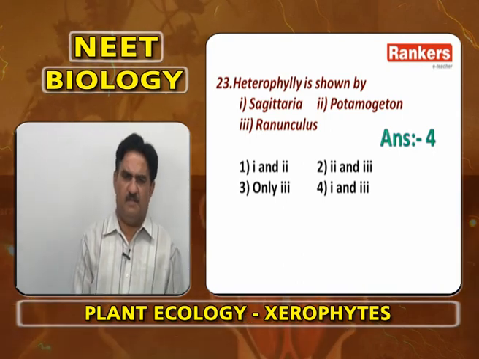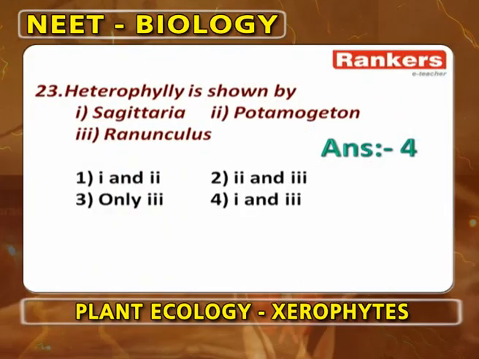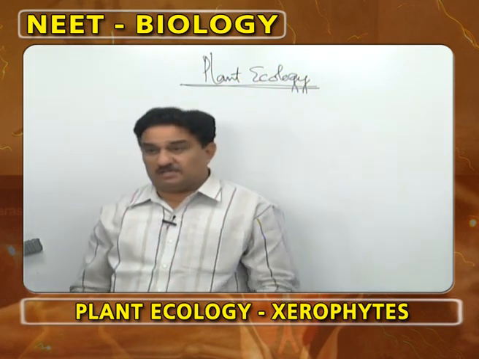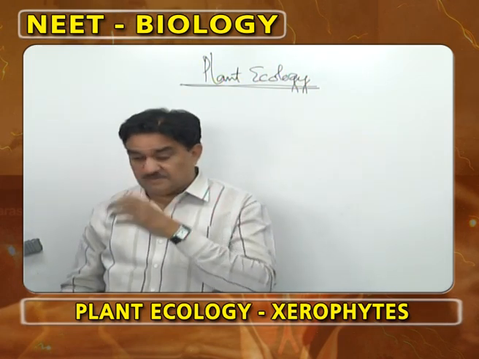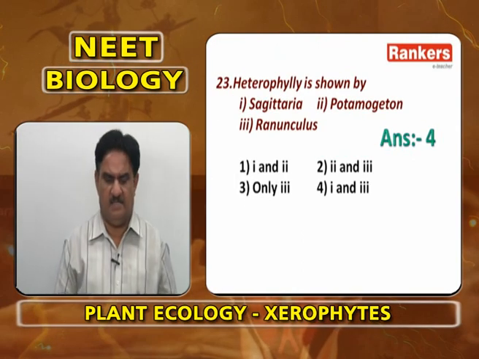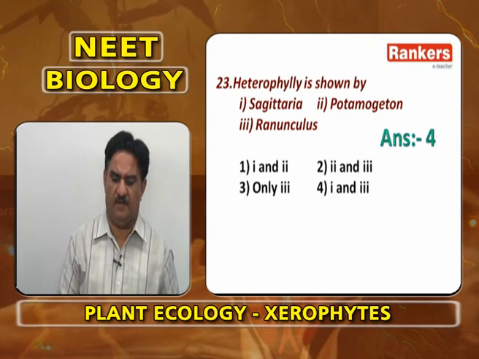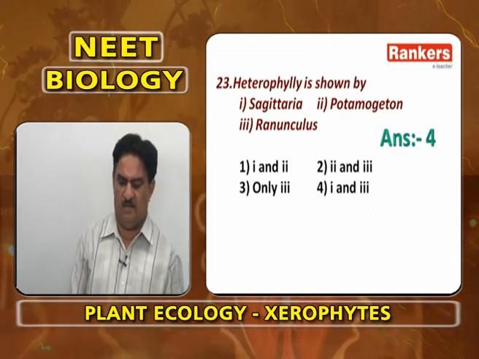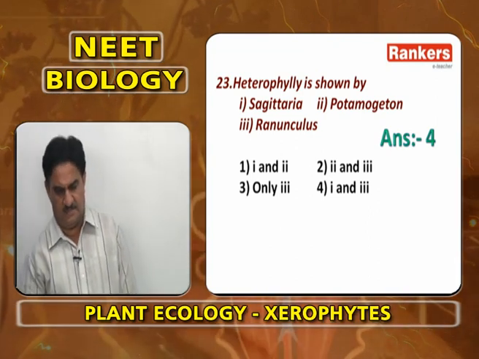Heterophily is the presence of two or more different types of leaves on different nodes of the same plant, which is shown by Sagittaria and Ranunculus. There are three plants with heterophilous condition: Limnophila, Sagittaria, Ranunculus. So, heterophily is shown by Sagittaria and Ranunculus, 1 and 3, fourth option.